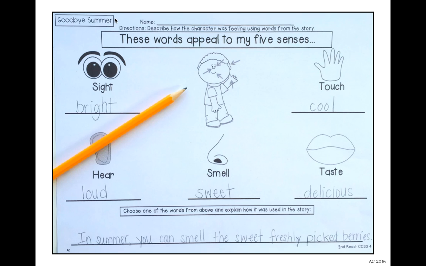And then here's an example of the actual graphic organizers that each child is filling out after you discuss it. So they're going through and they're addressing which words appeal to their five senses. They're telling you then at the end how one of those words was used in the story. So again, you're using that evidence from the text. You're seeing that they really understood the text and are able to provide evidence from the story.